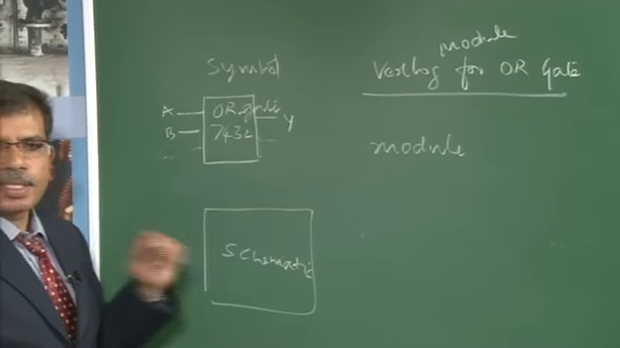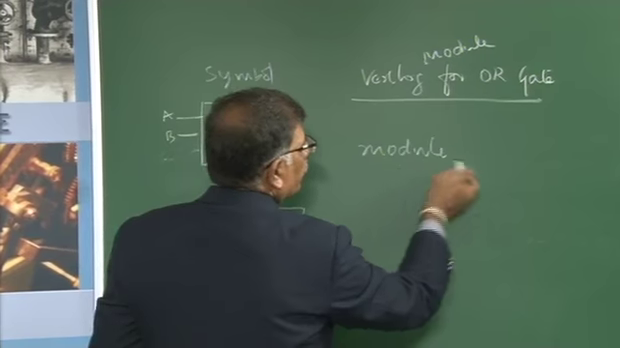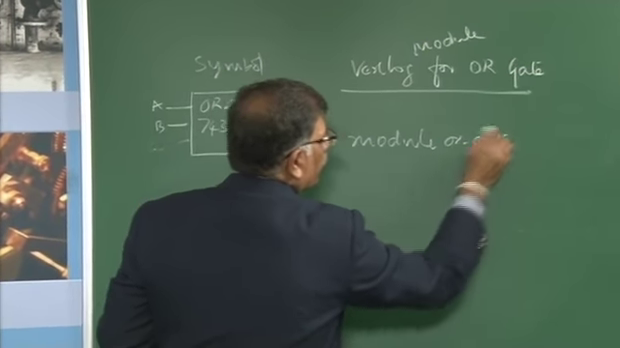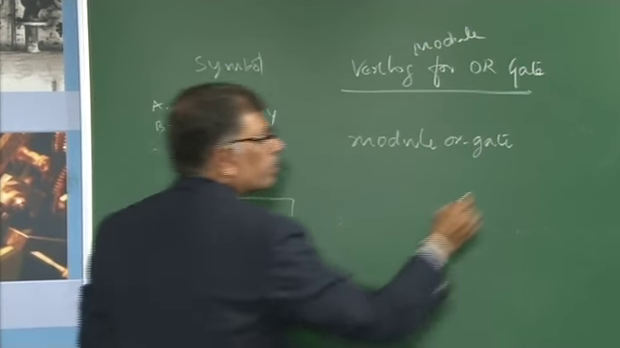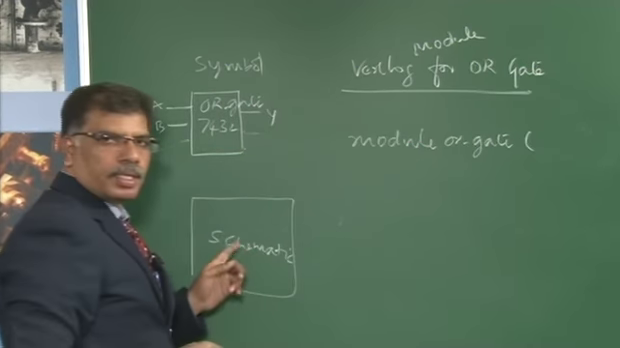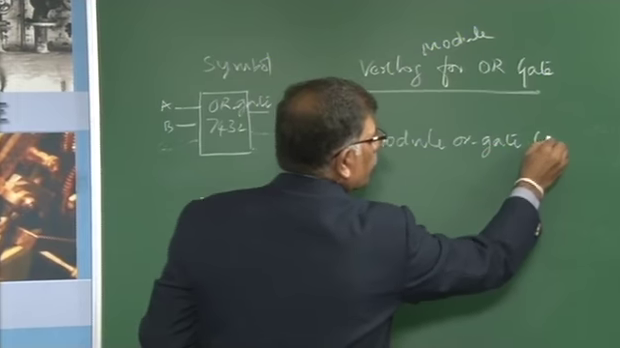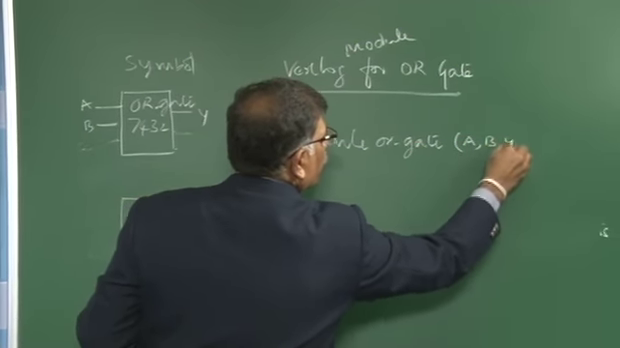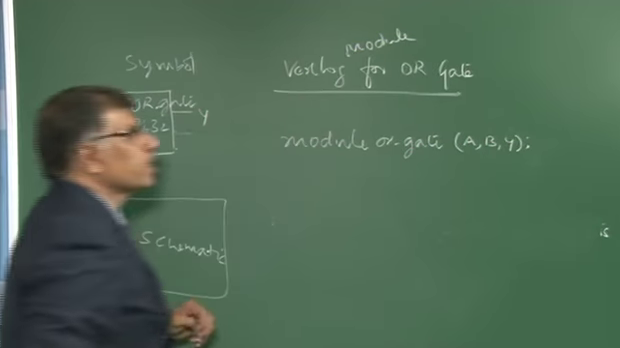Model is a keyword here. The name of the model you have to specify. I'll give it as OR gate. The model name is OR gate, and you have to specify all the ports the gate has. For the OR gate, I have taken A and B as inputs here, and Y is an output. You have to put a semicolon there.